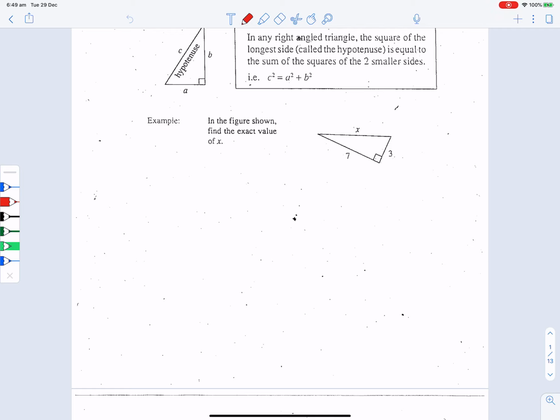all the steps, when you're trying to find the hypotenuse, it's x squared is equal to 7 squared plus 3 squared. Therefore, x squared is equal to 49 plus 9. Therefore, x squared is equal to 58. And then you said x is equal to square root 58. That's how you get rid of the squared on the left-hand side.